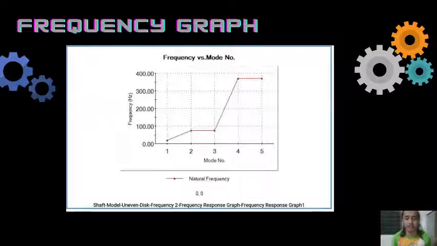Hello, I am Ace Nino Arvale, and in our previous slides, Ms. Cherry Estelore presented the modes that we used during our simulation. So in this slide, we can see our frequency response graph for our simulation. In the next slide, I will show you the data in tabulated form that we gathered during our simulation.